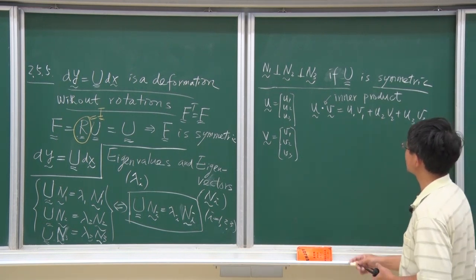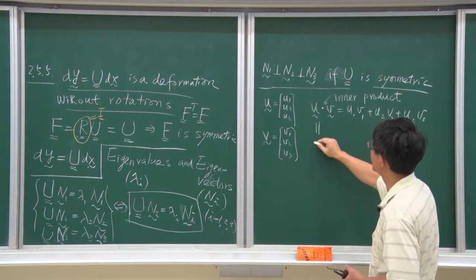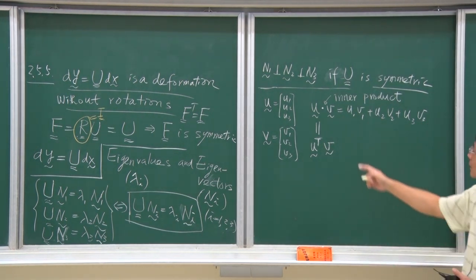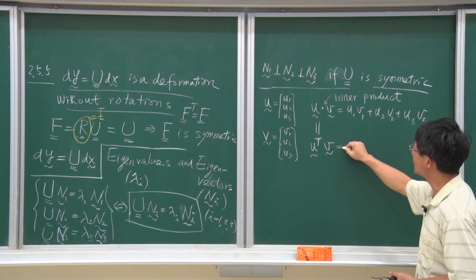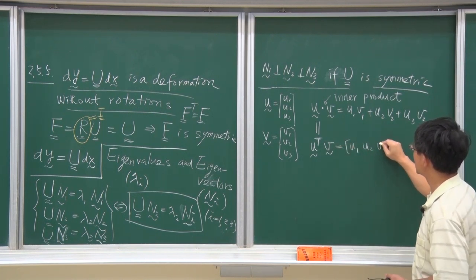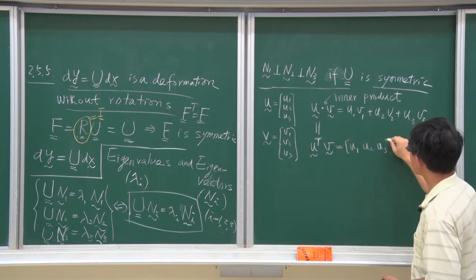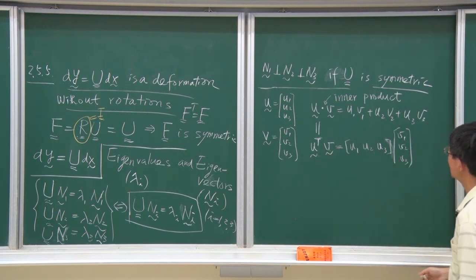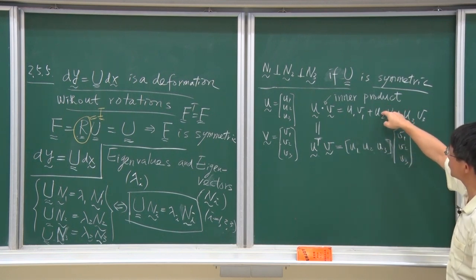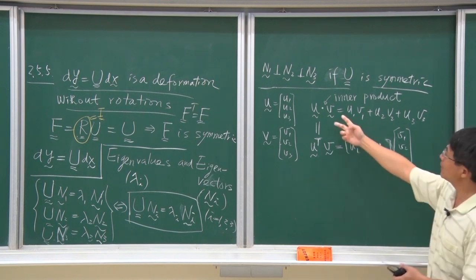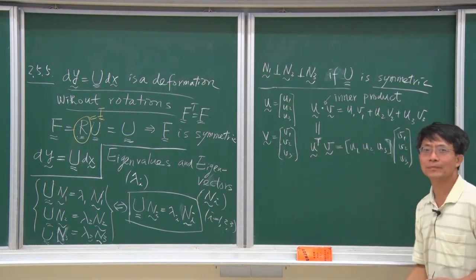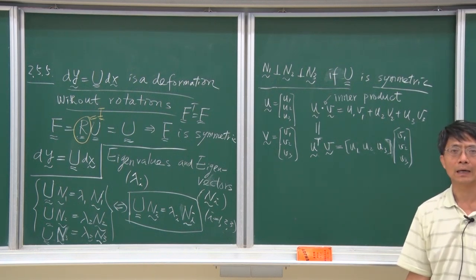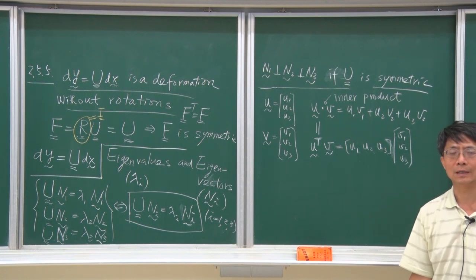And I want to tell you that this is equivalent to the transpose of U times V. What do you mean? This inner product is equivalent to the transpose of U times V. Now you multiply this vector to this vector, and it gives you this. Okay? Understand? So the inner product of two vectors can be expressed in this form. You must learn this right now, because we will use such kind of operation many times later. And also we have already used it in the last section.